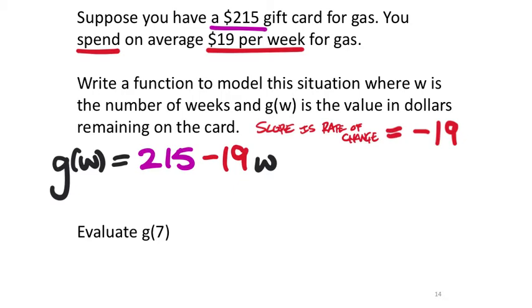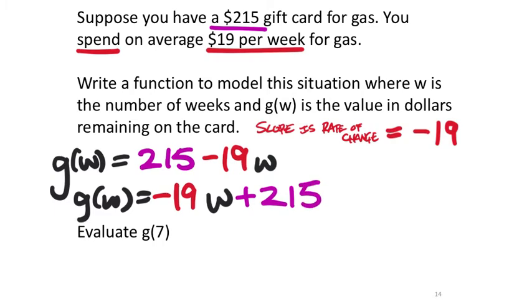So this is one way to do it, and I believe Canvas will accept it, by the way. Is this formal slope-intercept form? No, it is not. But it doesn't have to be, I think, on these word type problems. You could have also written it, and this would give you full credit, in formal slope-intercept form, which would have been negative 19W plus 215. Again, I think the first one is more practical, just because most people would say, yeah, I know I'm starting with $215, I'm spending $19 per week, and then that would tell me how much money's left on this card.